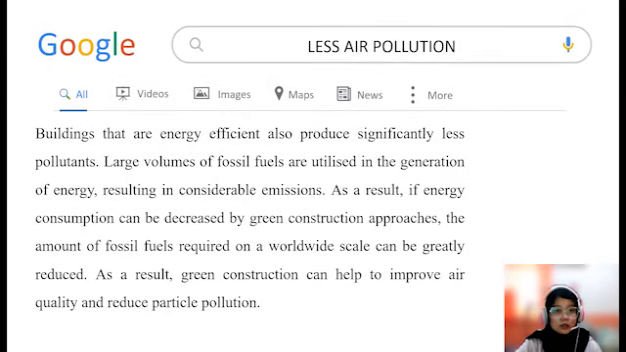Next one is less air pollution. Buildings that are energy efficient also produce significantly less pollutants. Large volumes of fossil fuels are utilized in the generation of energy, resulting in considerable emissions.